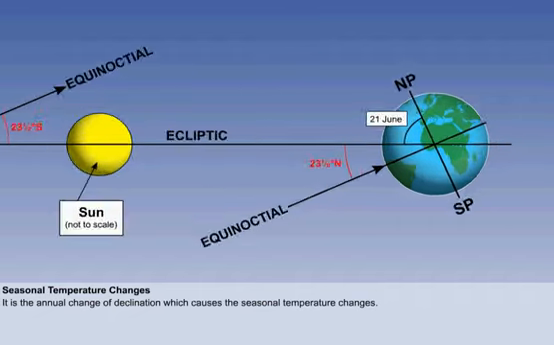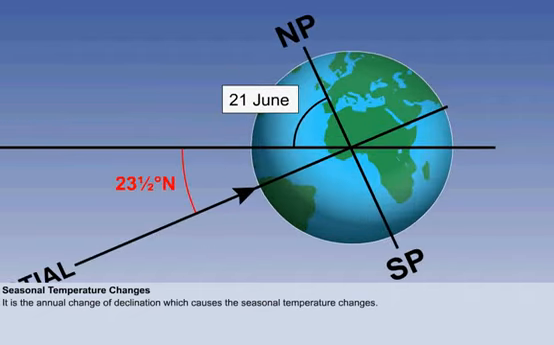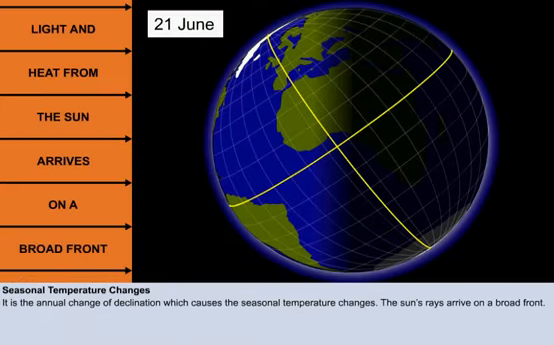6 months later, the Earth is at the opposite end of its orbit, and so the Sun is directly over latitude 23.5 south. This gives us a southern hemisphere summer or a northern hemisphere winter. The latitude corresponding to the Sun's maximum northerly declination is 23.5 north. It is known as the Tropic of Cancer.